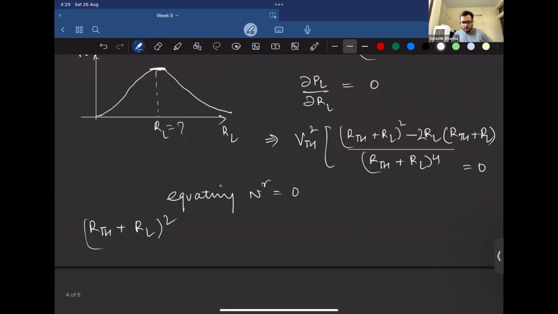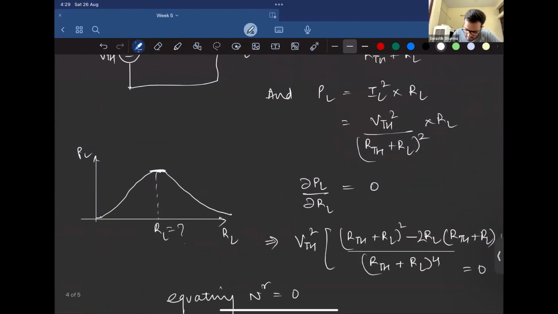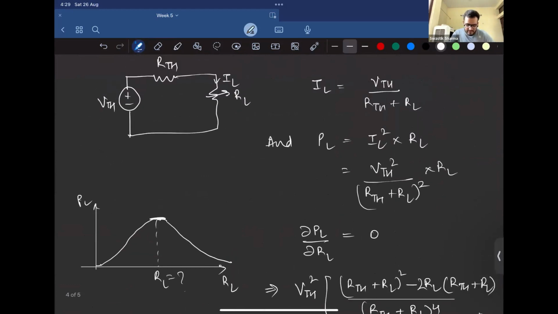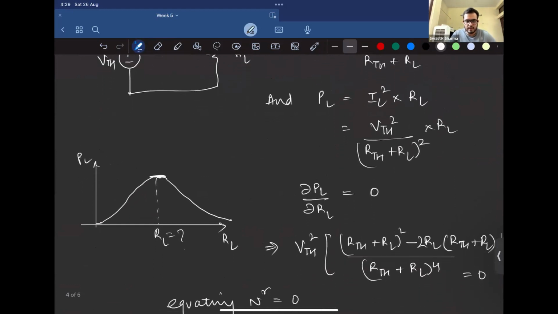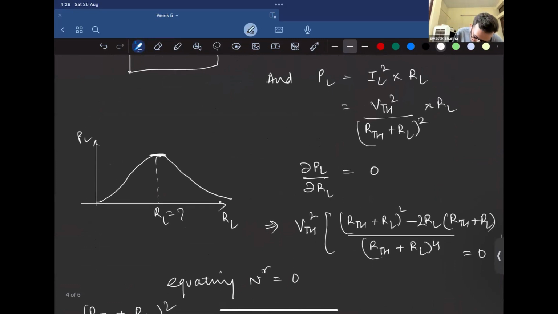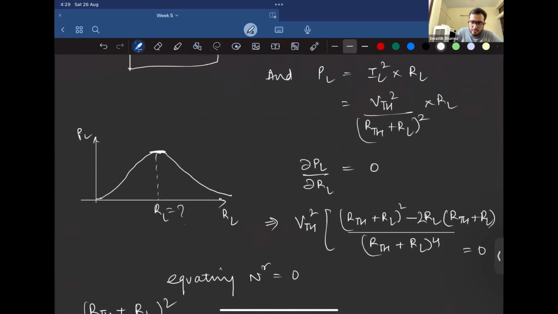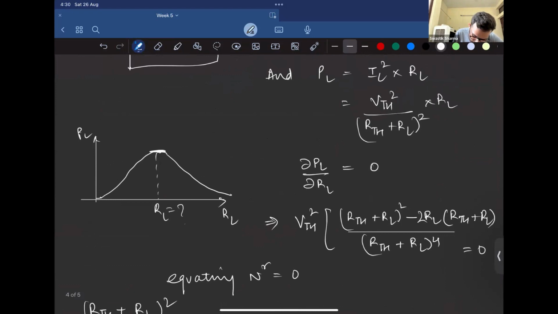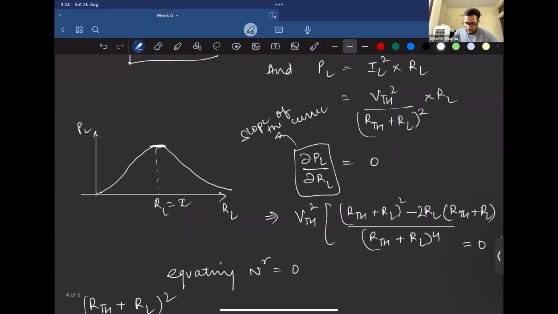So what I was discussing is PL and RL have this curve between them, right? And to find out this maximum value, as the slope at this point, let's say RL is equal to X. At this point, the first differentiation of that curve is 0, right? This is the slope of the curve. And we equate it to 0.